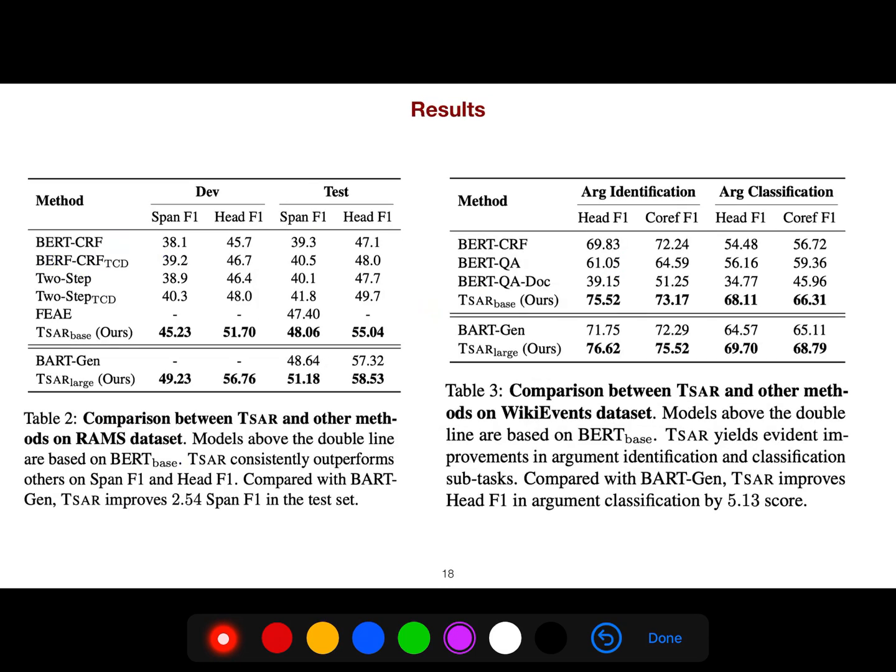And you see the state-of-the-art accuracy is still low, 58, because of course this problem is even harder, especially for this data set, which is at the document level. But for the wiki events, it is a little bit easier. That's why we have high accuracy.